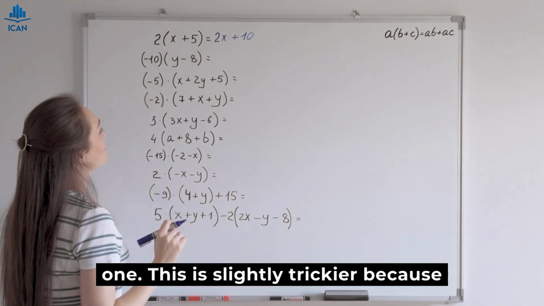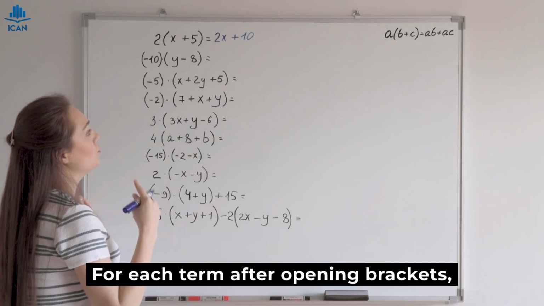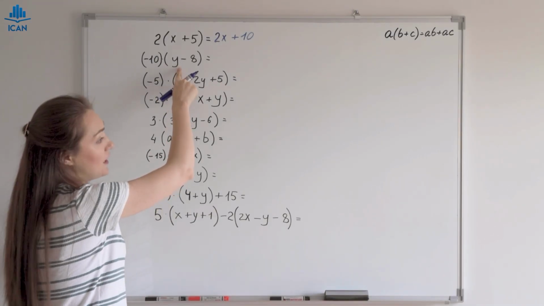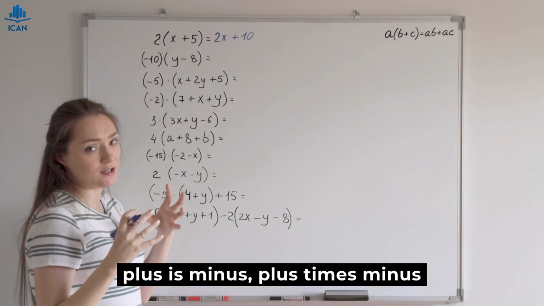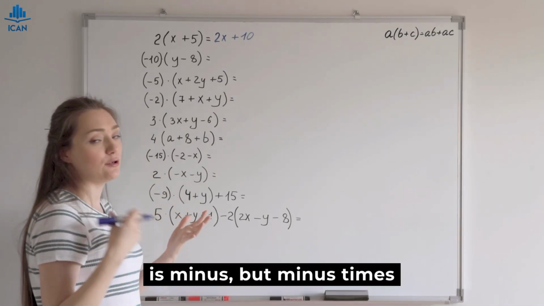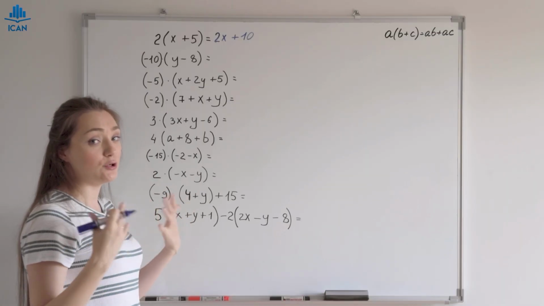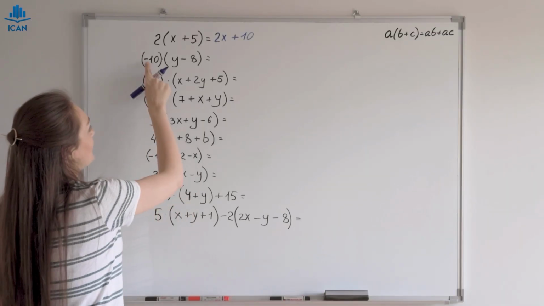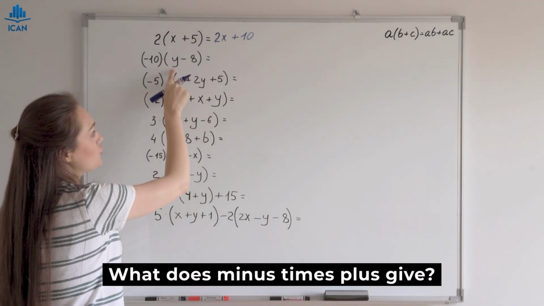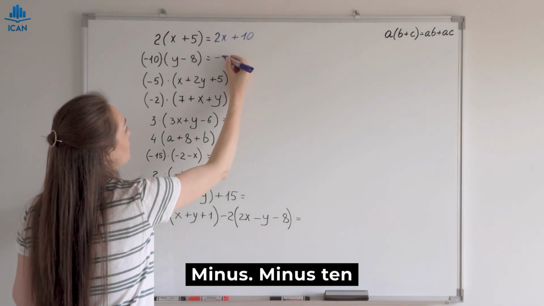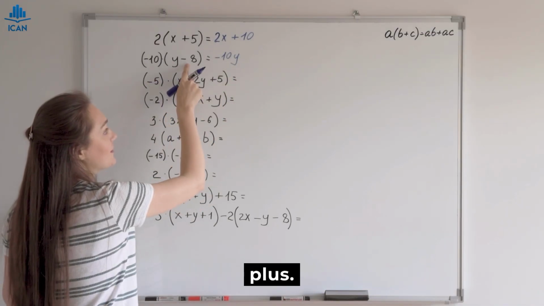Second one. This is slightly trickier because we have minus 10. For each term after opening brackets, watch the sign. Minus times plus is minus, plus times minus is minus. But minus times minus is plus. Minus times plus, yes, because there's no minus here. What does minus times plus give? Minus. Minus 10y, and minus times minus gives plus.